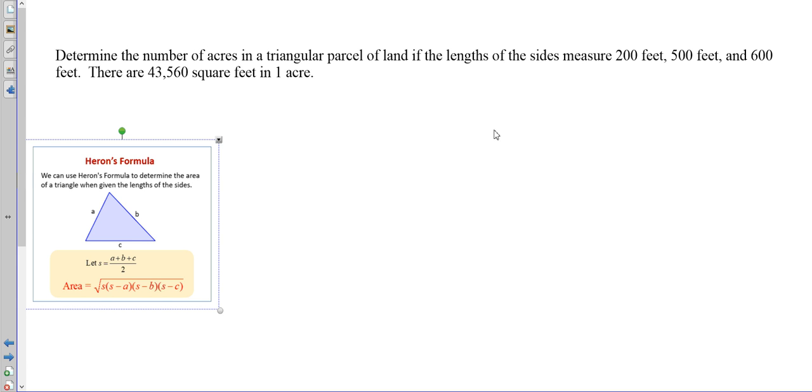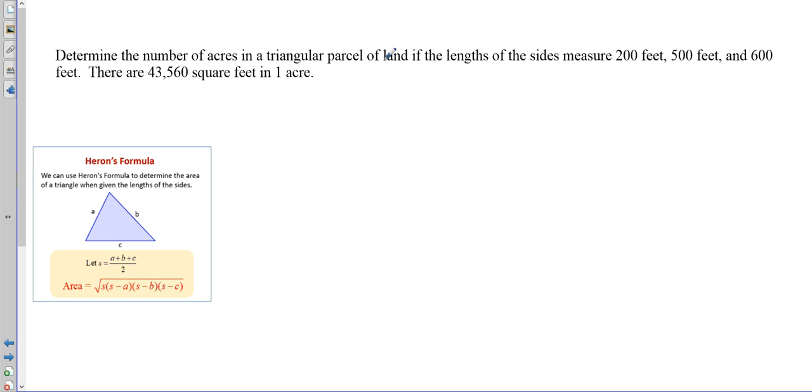All right, well, welcome back, and we're going to talk about one more problem, and this has to do with how to find area when given three sides of a non-right triangle. And this has to go with Heron's formula. What we have here is: determine the number of acres in a triangular parcel of land if the lengths of the sides are 200 feet, 500 feet, and 600 feet. Just a little note, there are 43,560 square feet in 1 acre, so let's figure this out.